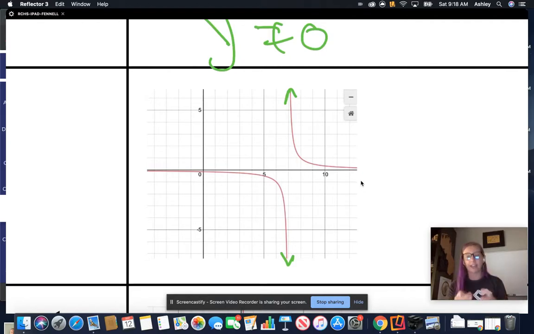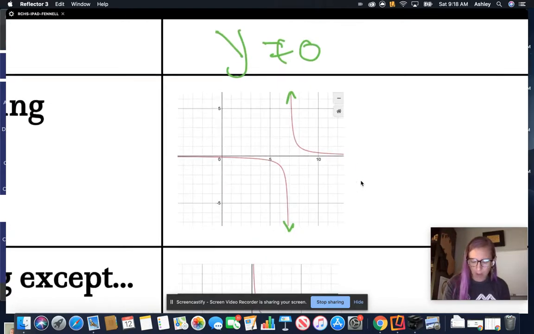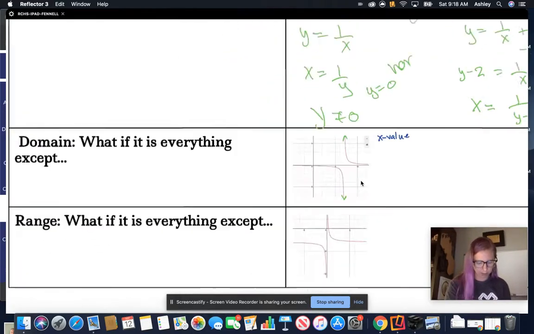It's undefined there. So when you're talking about domain here, then we're talking about all the x values. So we're talking about our x values. What can x be if we're talking about domain? I did say domain on this one, right?